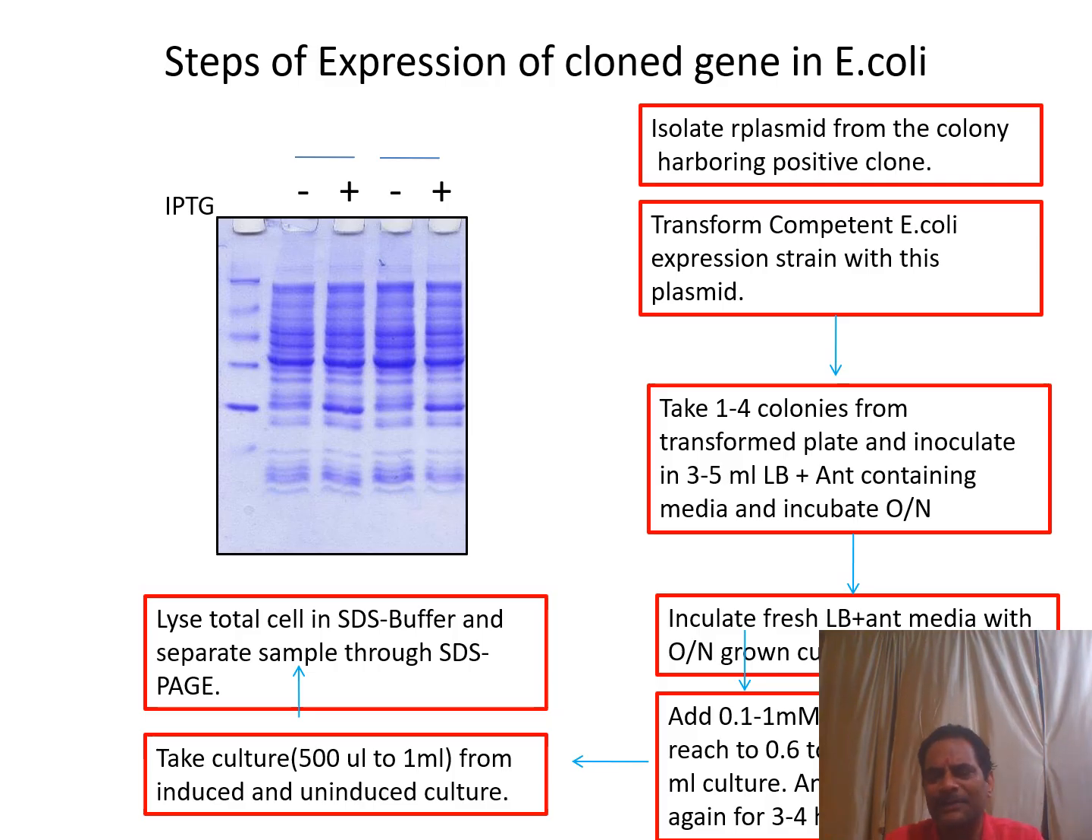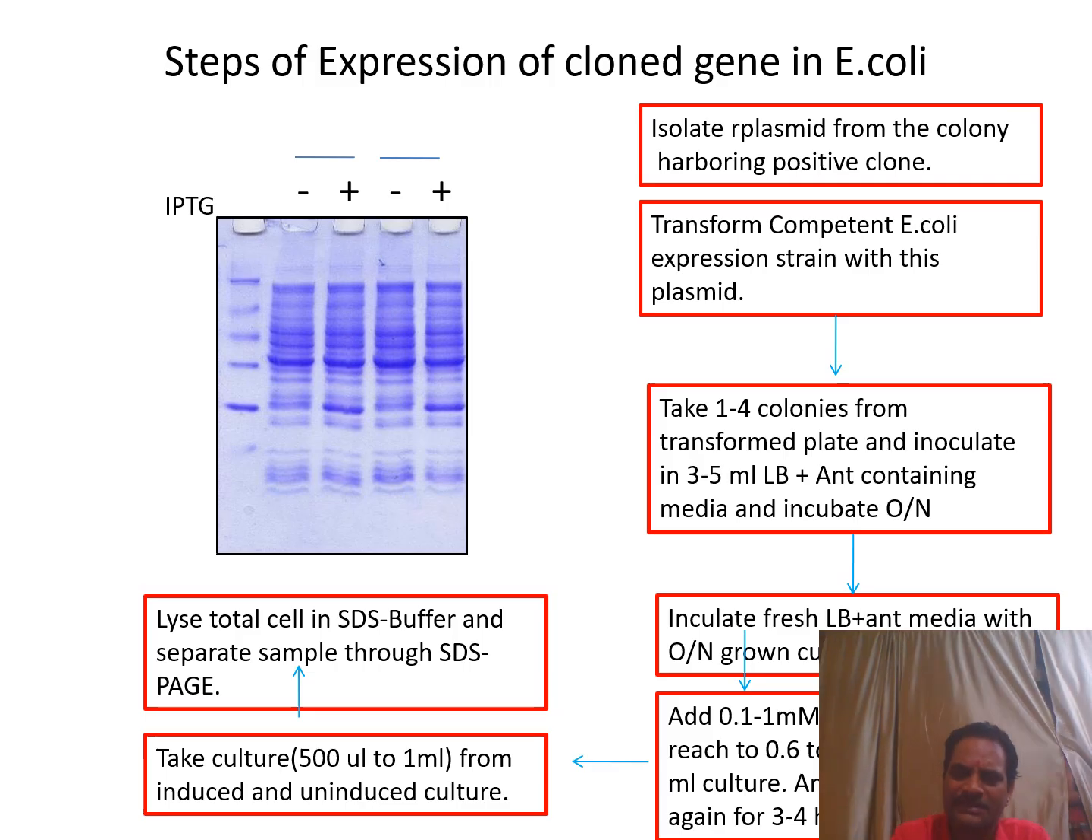Before adding IPTG, we must take 1 ml from each tube, so that we can differentiate uninduced versus induced. After induction, meaning after adding IPTG, we allow it to grow for 3 to 4 hours or sometimes overnight, and then we take 500 microliter to 1 ml from each uninduced versus induced sample, and then we lyse that cell.